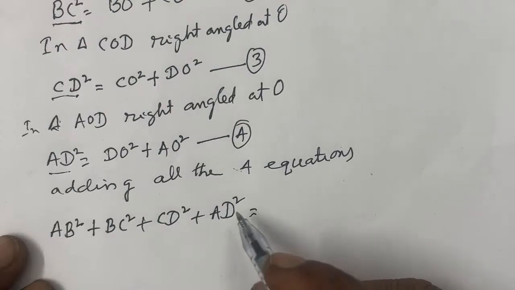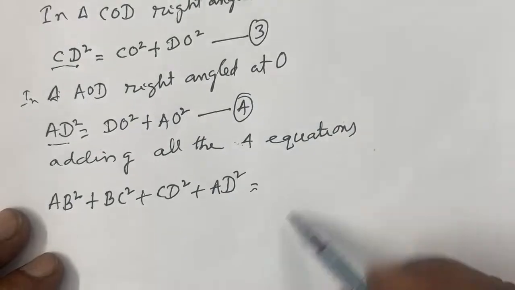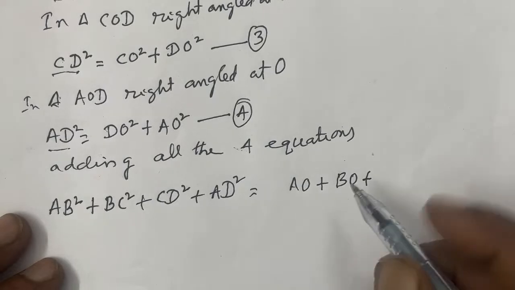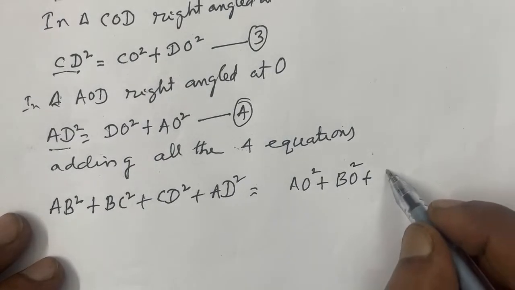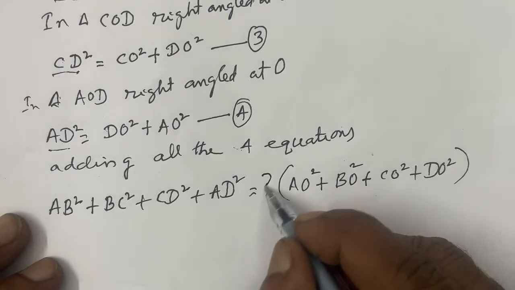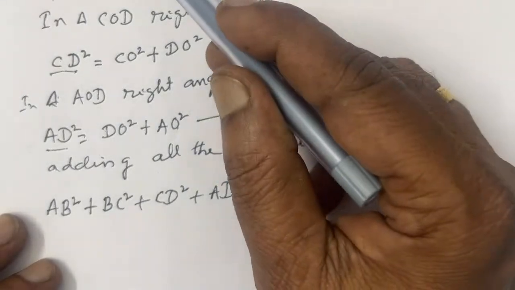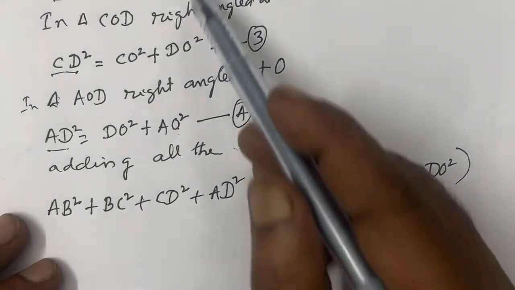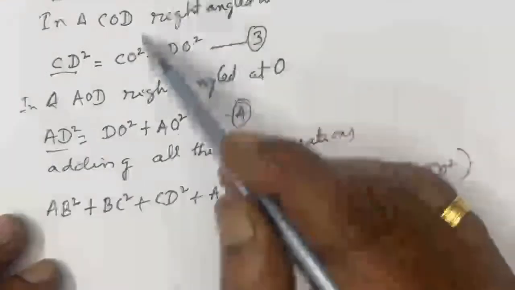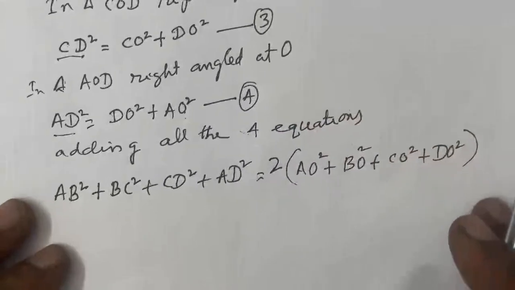I am adding all. The remaining things are AO square plus BO square plus CO square plus DO square, but I am keeping 2 here. Why? Because AO square has come 2 times, one in equation 1 and another in equation 2. BO square has 2 times, in equation 1 and equation 2. CO square is in equation 2 and equation 3. DO square has 2 times, in equation 3 and equation 4. That is why I am doing it like this.